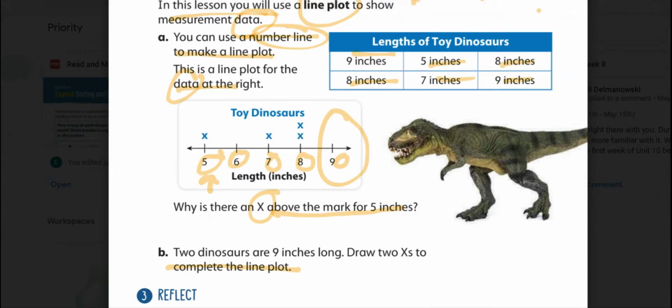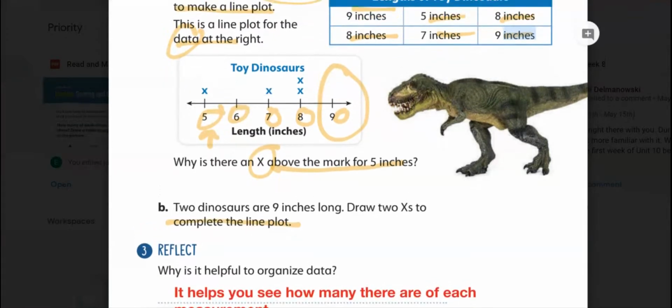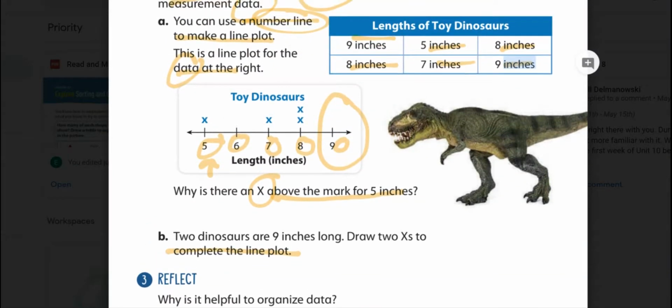So this is your time. It says there are 2 dinosaurs. Go ahead and draw 2 X's above the line plot because there's 2 dinosaurs that are 9 inches. All right, and that is a line plot, my friends. You see that I didn't even point this out, but there's the title, toy dinosaurs, and then length in inches. Notice that they've specified that it's in inches.